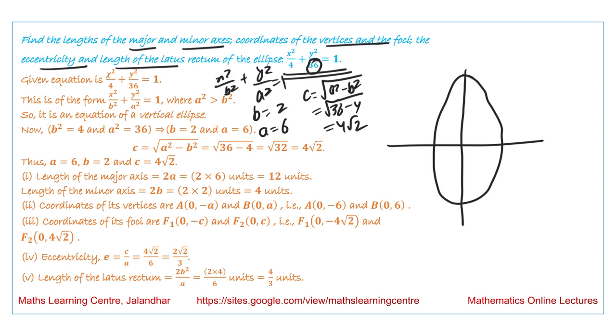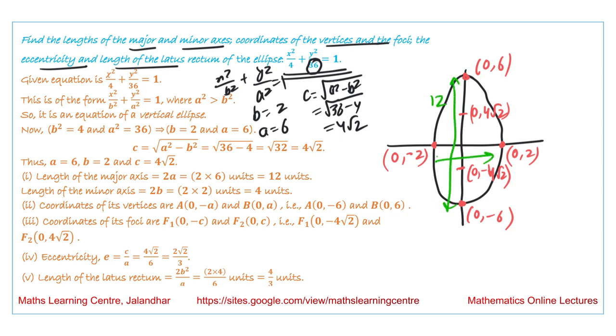So on this ellipse we can see this point is (0, 6), this point is (0, -6), this point is (0, -2), this point is (0, 2). The two foci that we have are (0, 4√2) and (0, -4√2). These are the two foci that we have. Then the length of the major axis is 12. The length of the minor axis is 4.